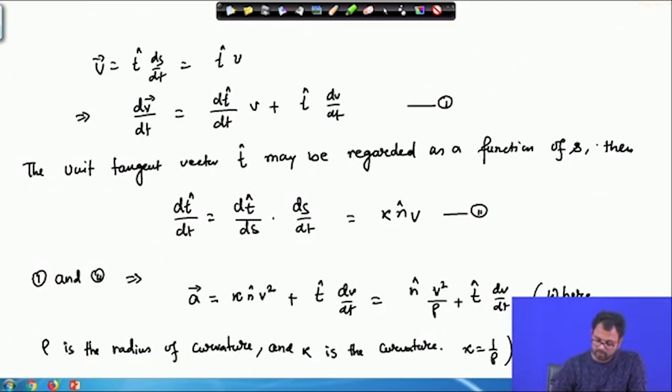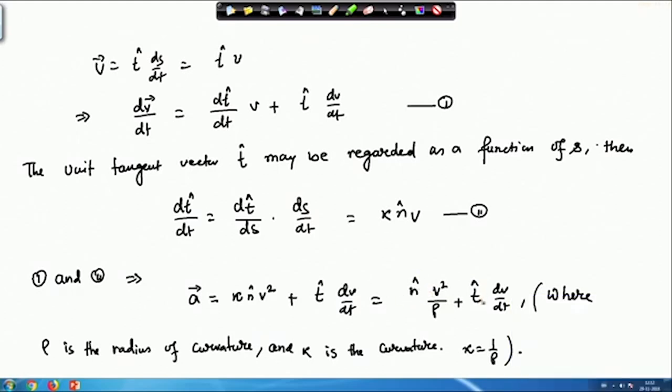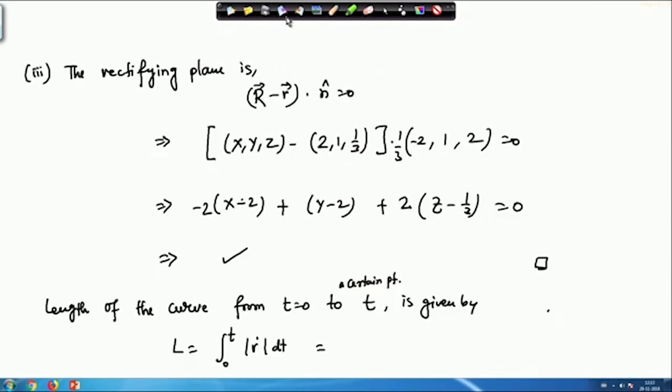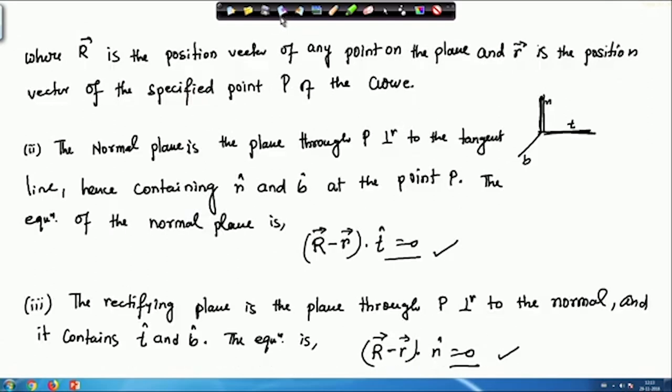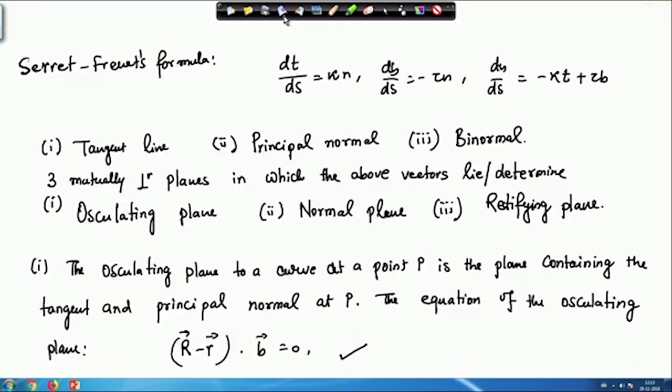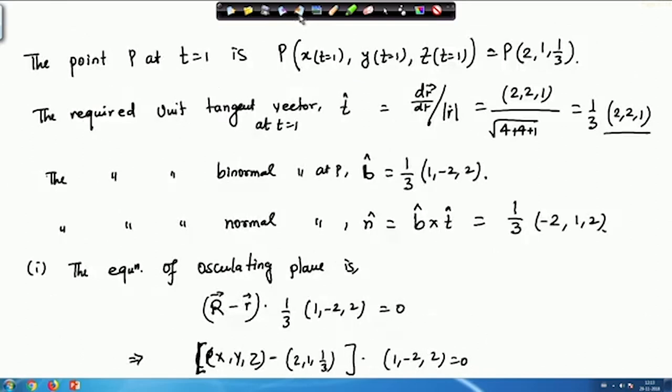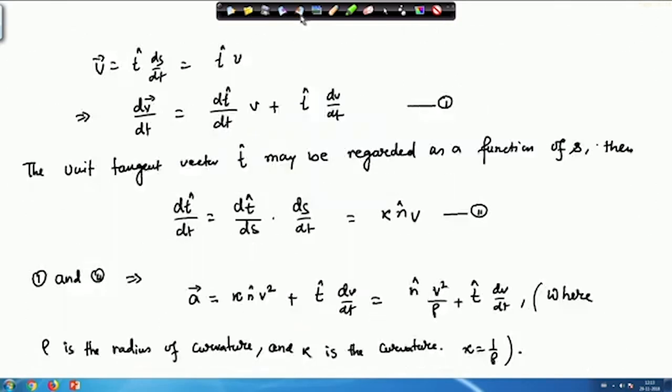So, what does it say is that the acceleration vector can be written as the combination of n cap and t cap. So, if we go to our previous definition, the acceleration vector is given as the linear combination of the normal and the tangent vector. That means the acceleration vector is perpendicular to b, because if we take the dot product with b, then n dot b will be 0 and t dot b will be 0, and on the left hand side we will have a dot b equals 0.